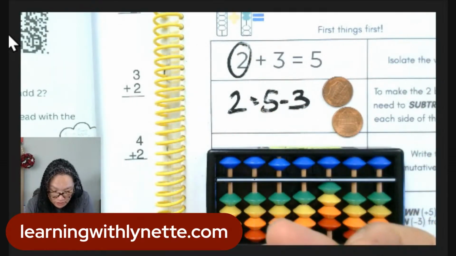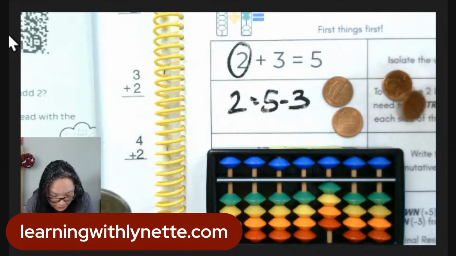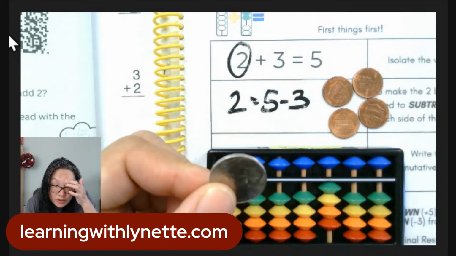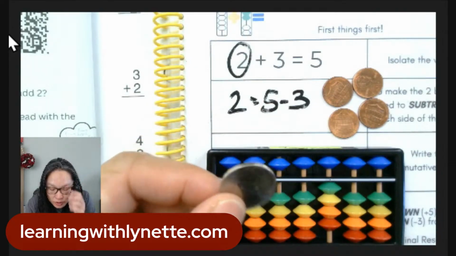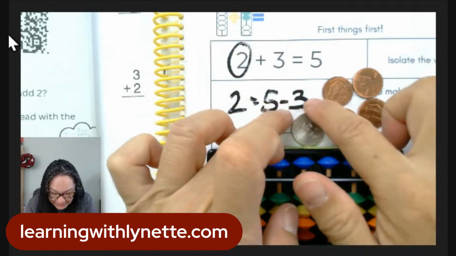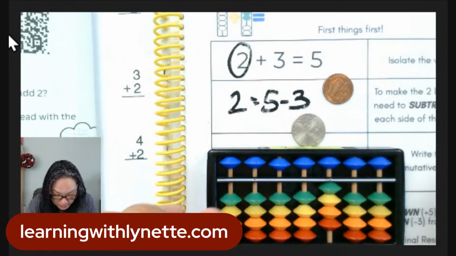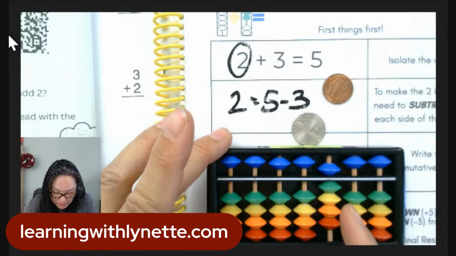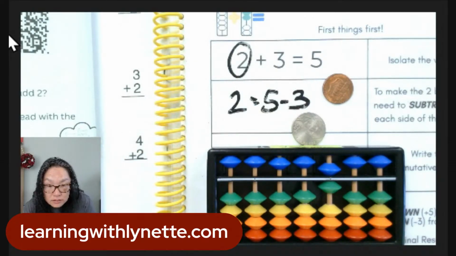I have my nickel. I'm going to give you my nickel. I'm sorry, 4. I'm going to give you my nickel. My nickel is too much. If my nickel is too much, I'm going to give it to you. But I need to minus a 3. 1, 2. So my final answer is 6. I give you my nickel, and I take away 3. Does that make sense, Marvin?